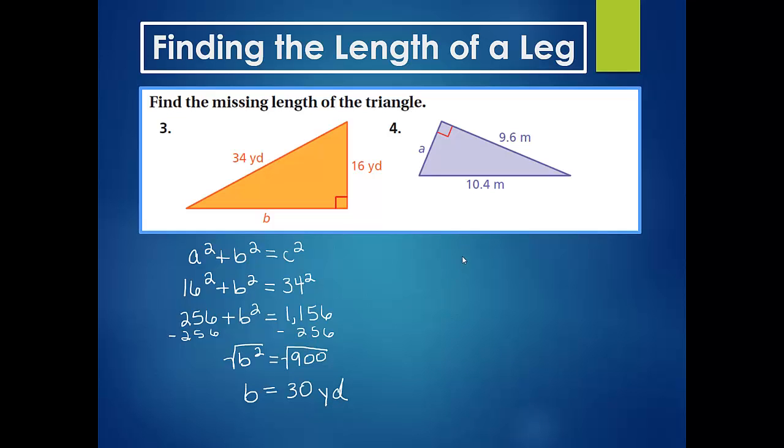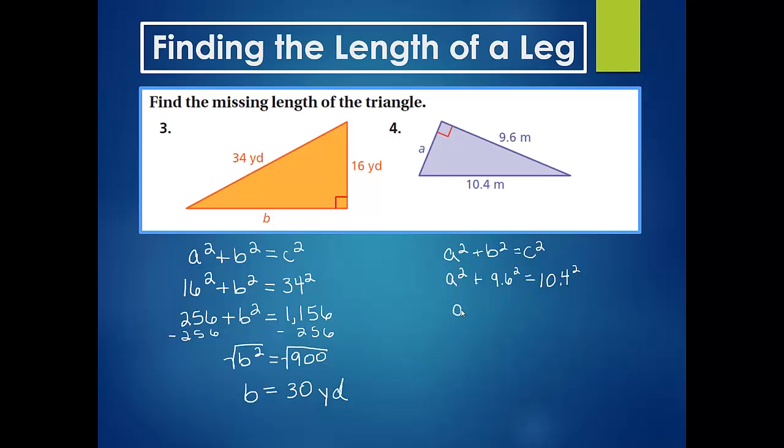And now for number 4, we're going to start out with a squared plus b squared equals c squared. And in this problem we do not know a, but we do know that we have 9 6/10 meters and 10 4/10 meters. 9 6/10 would represent b because it is one of our legs, and 10 4/10 would represent c because it's the hypotenuse. So we have a squared plus 9 6/10 squared equals 10 4/10 squared.